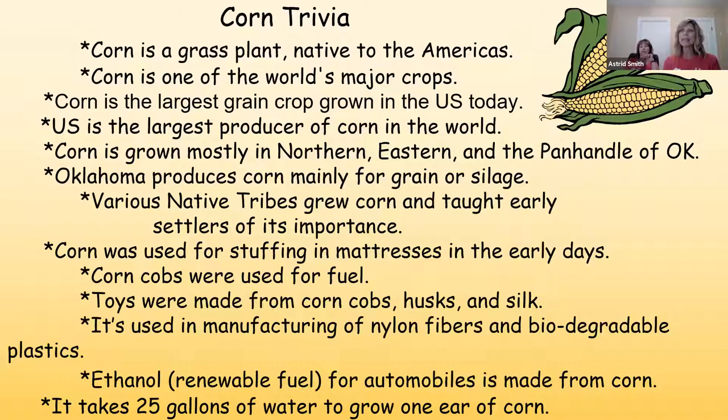I also like to share with my kids that corn was used for stuffing in mattresses long years ago, how corn cobs were used for fuel for burning to provide heat, how pipes were made using all parts of the corn, how it's used in manufacturing, how ethanol is made from corn as a renewable fuel for automobiles. And a fun fact about corn is that it takes about 25 gallons of water just to grow one ear of corn. That's just one ear. That's not the whole stalk. So it's important that it does get lots of water.